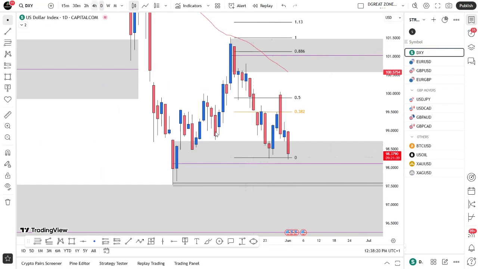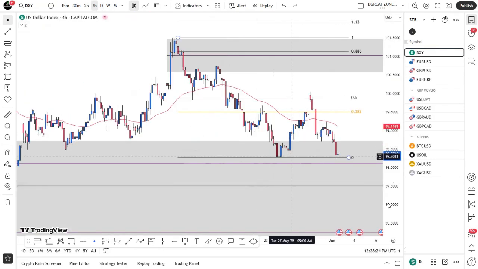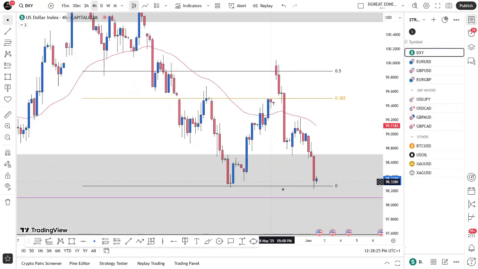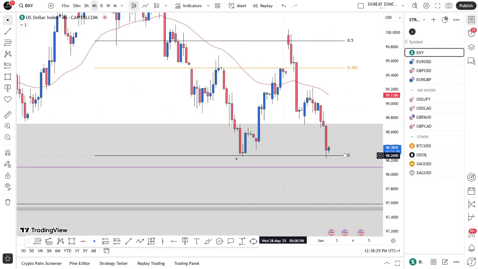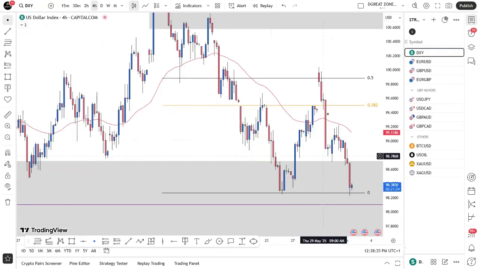So let's see what happens. You can see price is also reacting, and it was actually a sweep of this order block, a very good sign that liquidity has been grabbed from here. Price swept this order block, and if we have a confirmation to the upside, that is a very good indication.